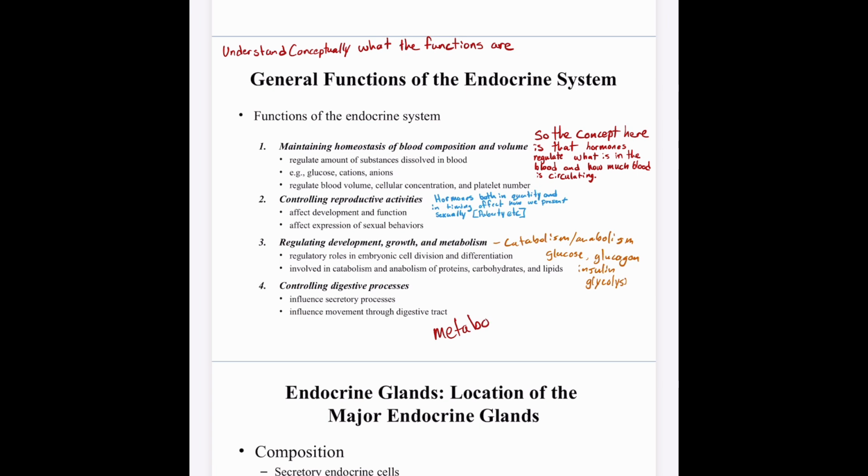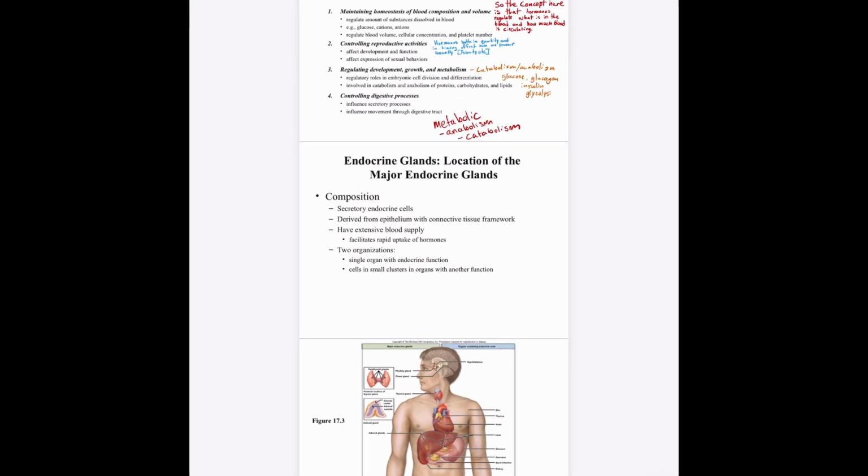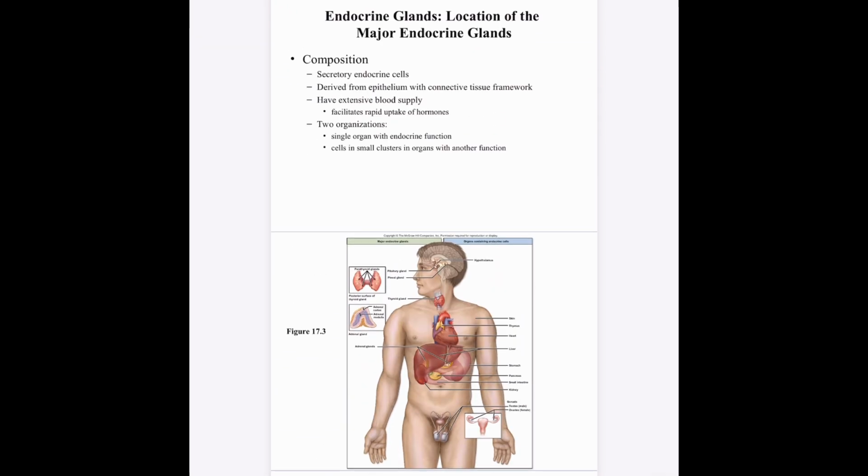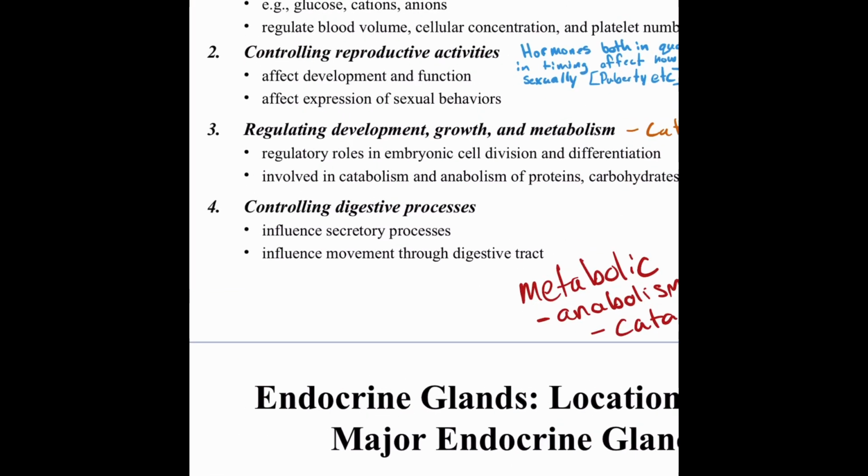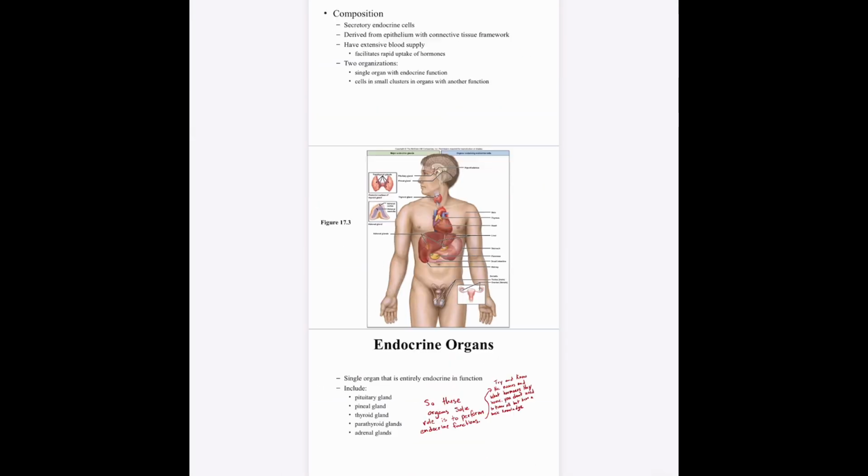So that includes anabolism and catabolism. What else? And then also movement through the digestive tract. You have gastrin, pepsin, those are all hormones.